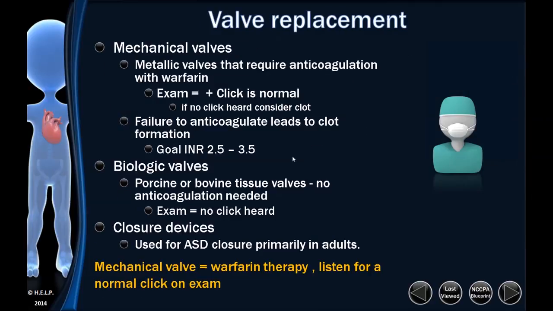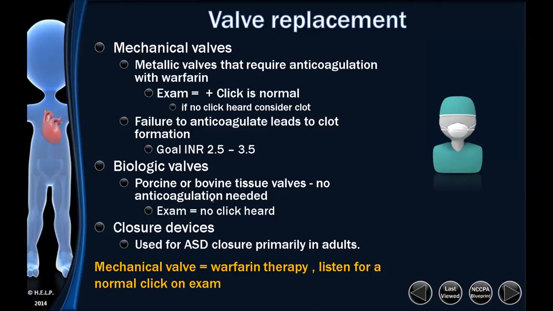And then valve replacement. We talked about doing valve replacement. Mechanical valves, the important thing about them is that they are metal, so they require anticoagulation to prevent them from breaking down the red blood cells and forming clots. So when you do an examination on somebody who has a mechanical valve, you should hear a click. If you don't hear a click, that's bad, and they need to be anticoagulated. The goal is 2.5 to 3.5 when using Coumadin. That's the INR goal. And somebody who has atrial fibrillation, our goal is 2 to 3, or anybody that needs anticoagulation, typically the goal is 2 to 3, but with valves it's 2.5 to 3.5.